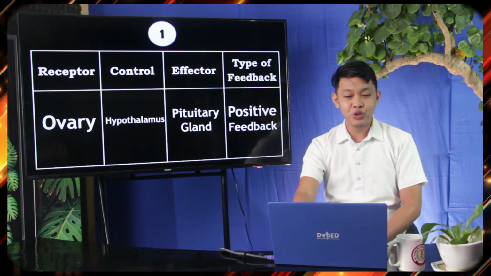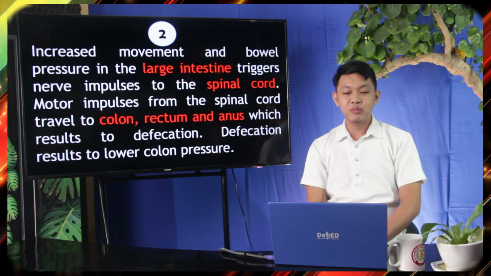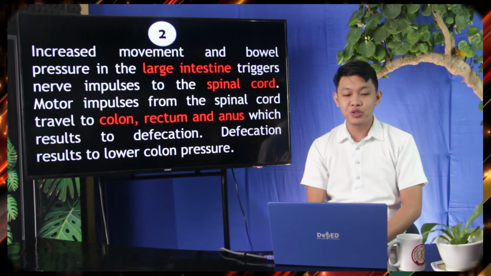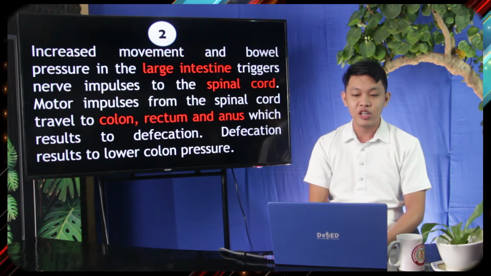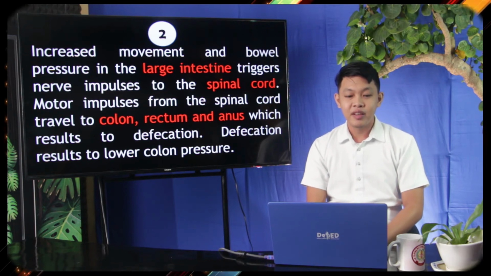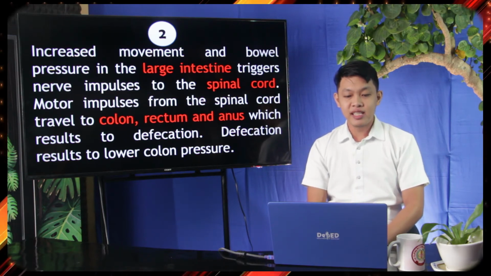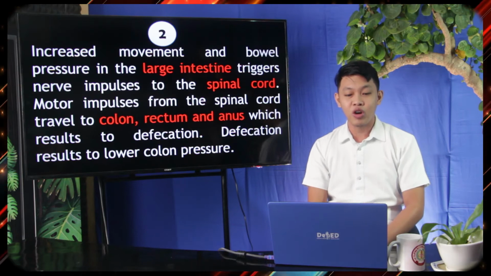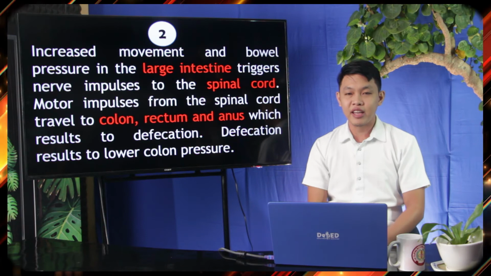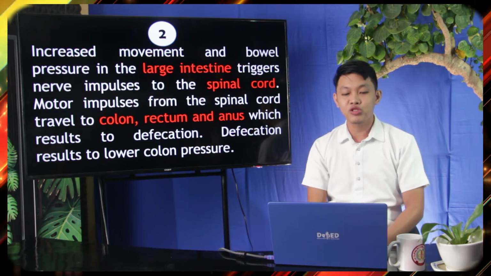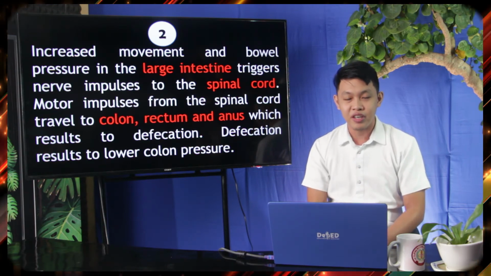Next, for number 2, increased movement and bowel pressure in the large intestine triggers nerve impulses to the spinal cord. Motor impulses from the spinal cord travel to the colon, rectum, and anus, which results in defecation. Defecation results in lower colon pressure.